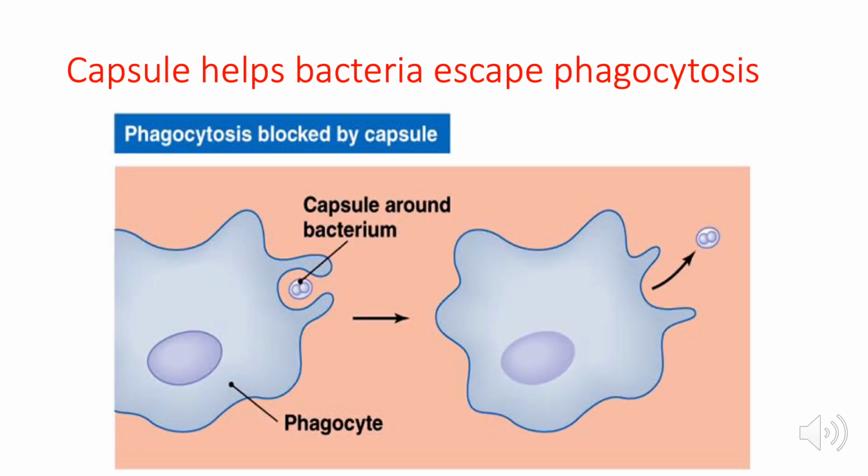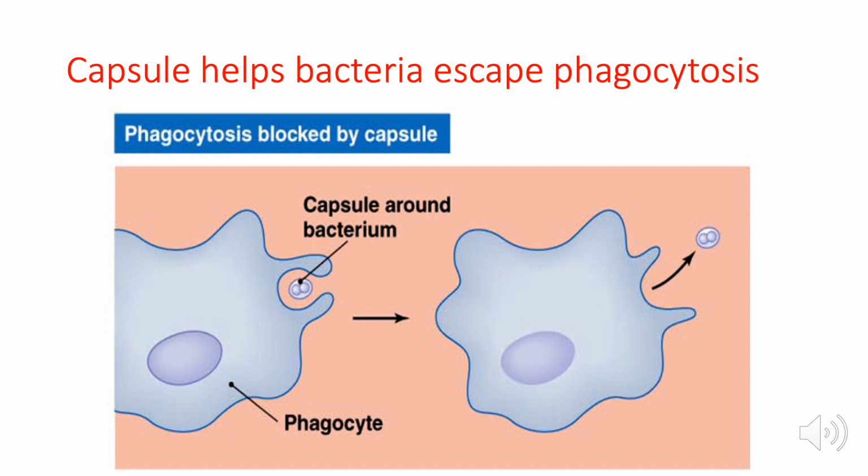If the phagocyte detects the presence of PAMP in a cell, then that cell with the PAMP should be engulfed by the phagocyte. But some bacteria have a covering we call a capsule, and the capsule helps bacteria escape phagocytosis.